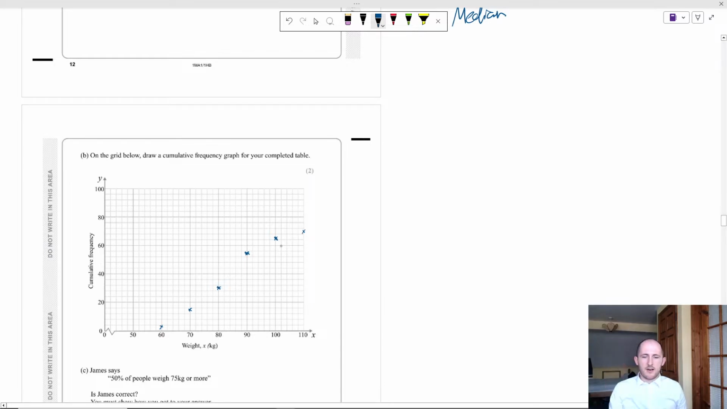And the last thing, hello Leo, how are you? The last thing you need to do is connect the dots with a straight line. Okay? Again, you'd use a ruler for this. For some reason, the ruler isn't working on OneNote at the moment, so that's fun.